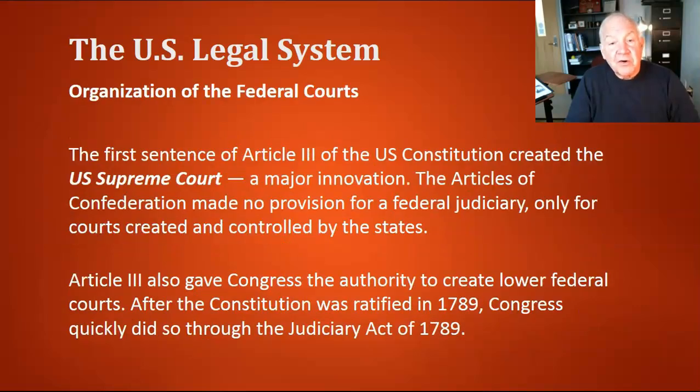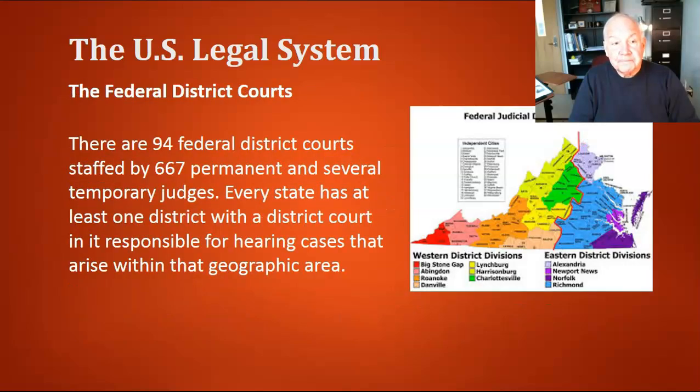The first sentence of Article 3 of the U.S. Constitution created the U.S. Supreme Court, a major innovation. The Articles of Confederation made no provision for a federal judiciary, and only for courts created and controlled by the states. Article 3 also gives Congress the authority to create lower courts. After the Constitution was ratified in 1789, Congress quickly did so through the Judiciary Act of 1789.